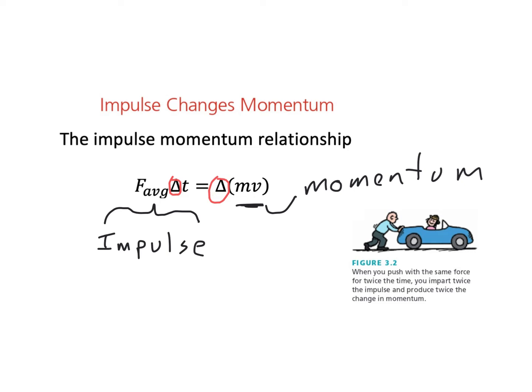That is the relationship. Now, if we look at the figure over here, figure 3.2 from your textbook, it gives you an example of this. And it says, when you push with the same force for twice the time, so you've got the same force, but you've doubled the time, that means you're going to double the change in momentum. In other words, you impart twice the impulse and you produce twice the change in momentum.